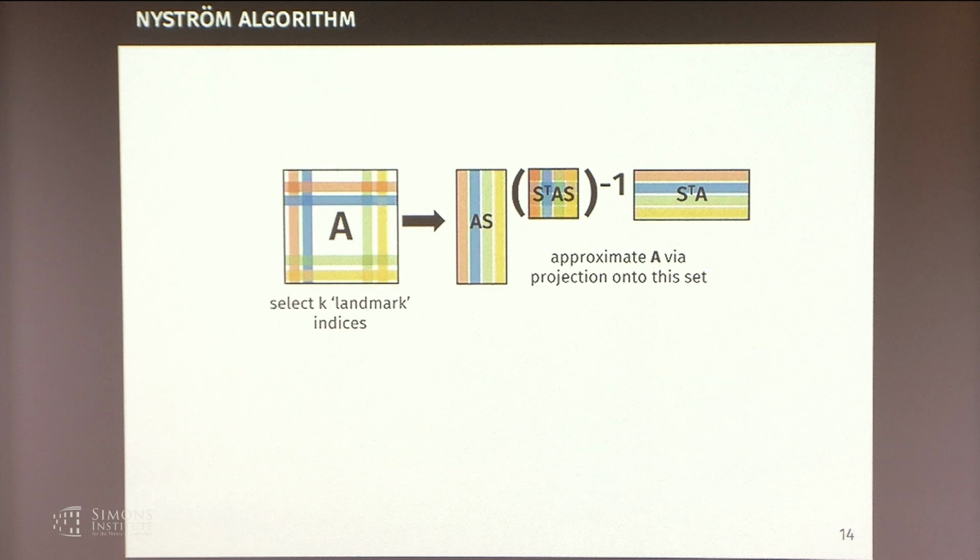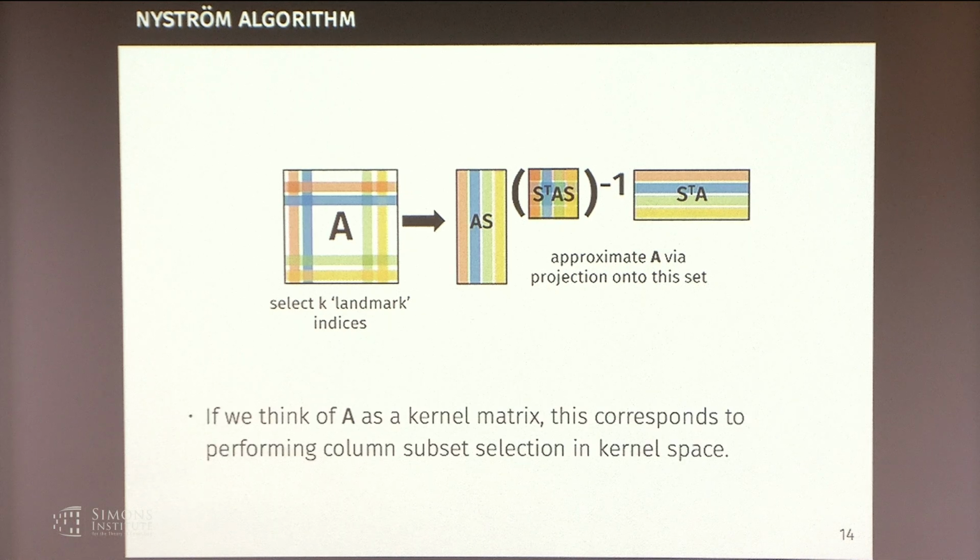I'll just mention that this Nyström algorithm, if you haven't seen it before, is basically like things studied in this community. It's a column subset selection method. You select k landmark indices, which correspond to rows and columns of your matrix, and then you project A onto this subset of rows and columns. Another way of looking at this algorithm is that if we think of A as a kernel matrix, where every entry is the dot product between two things, this corresponds to doing column subset selection in kernel space on your data points. So it's actually a very natural thing to do.